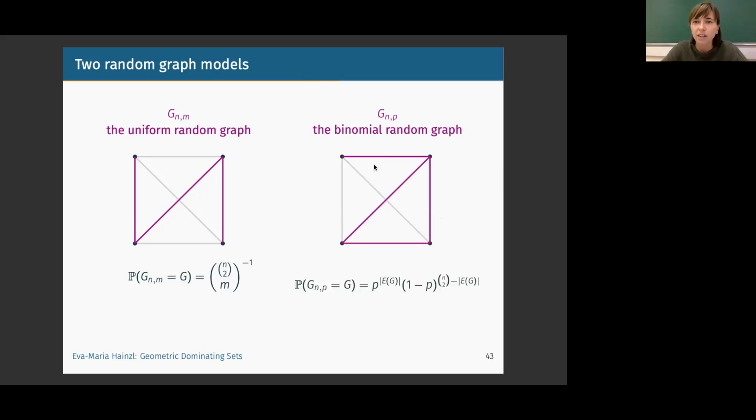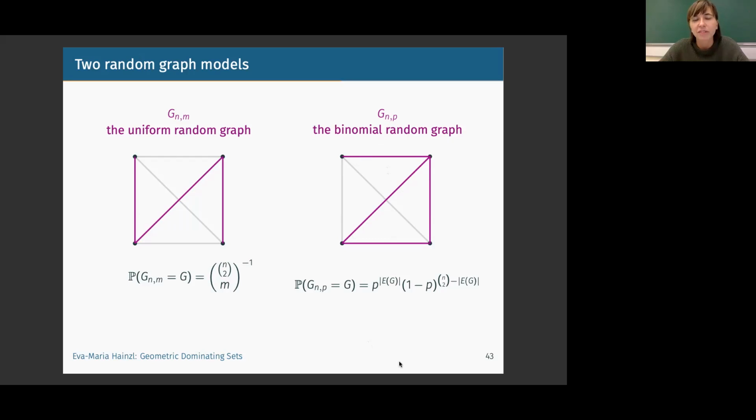And what we see, we expect the graph to have n choose 2 times p edges. But we might end up with the complete graph. We might end up with an empty graph. So here the number of edges is fixed. Here it is not. But here we have the advantage that we consider each edge independently. And this is basically the reason why it's easier to consider dependence of events in this model.